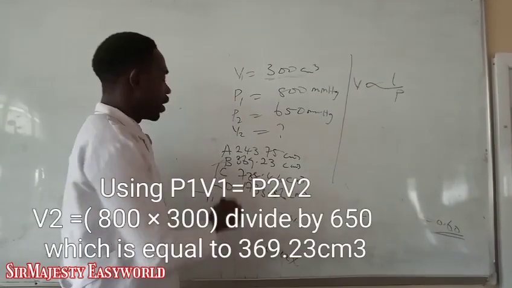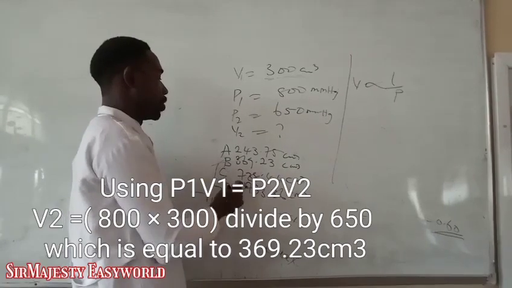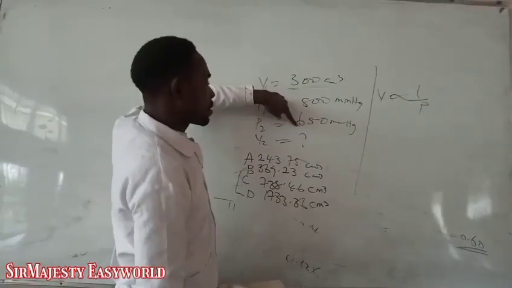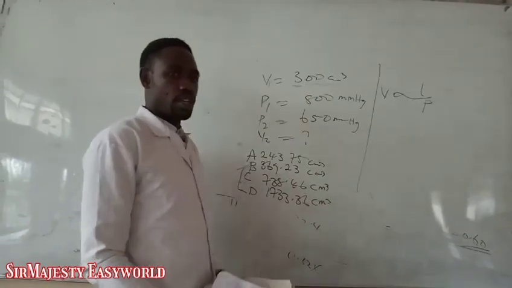But this is the cheat I'm teaching you. If you are lucky that the whole options happen to be below 300 except one, you choose that one and go. Since you know that pressure has decreased, volume must increase.